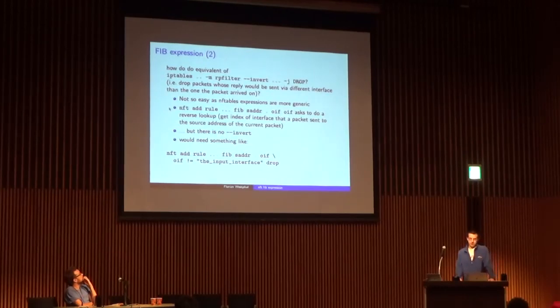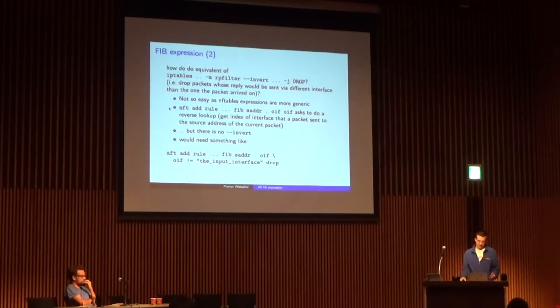The only problem currently is that in the iptables match, there is an invert option, where you can, in a single rule, automatically discard any packets that do not pass the reverse path test. But the problem is that in nftables, we do not have these kinds of negation operations at all, because the nftables expressions are supposed to be much more generic. So we need some way to implement that, or it would be nice to implement that.